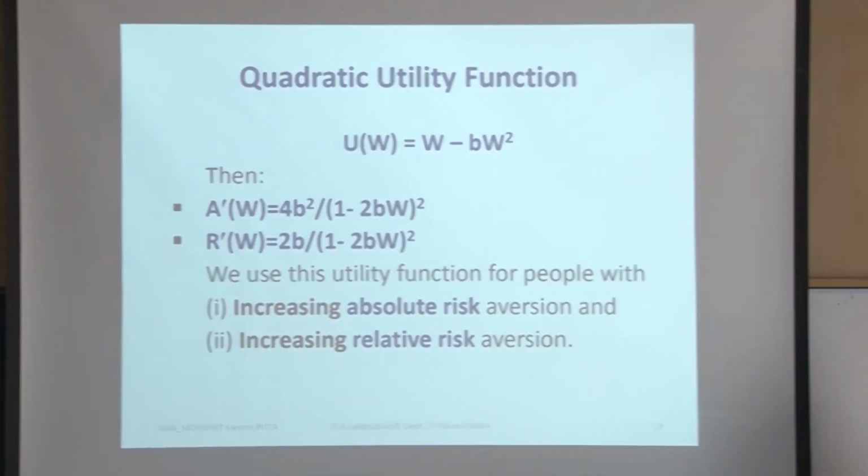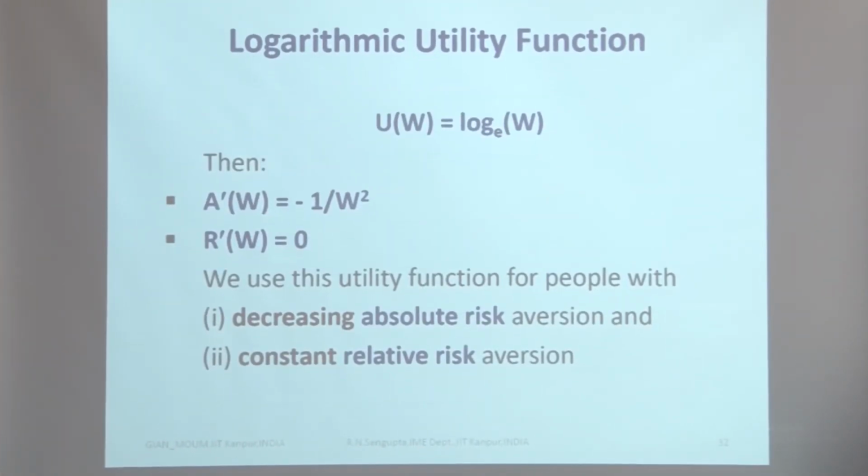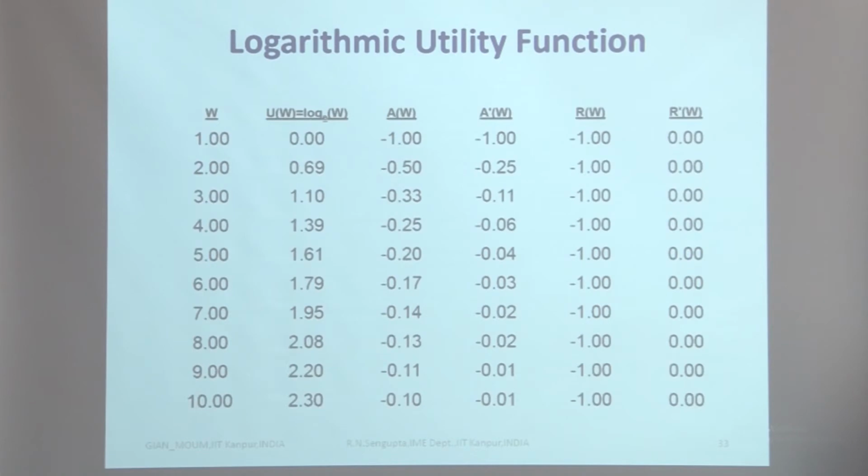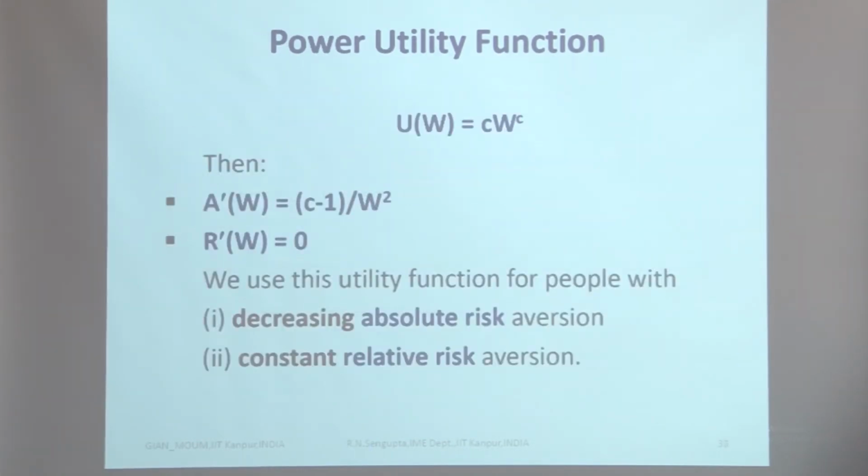The first two bullet points, if they are there, they are quadratic. The first two bullet points, if they are there, then logarithmic. This is exponential and this is power.